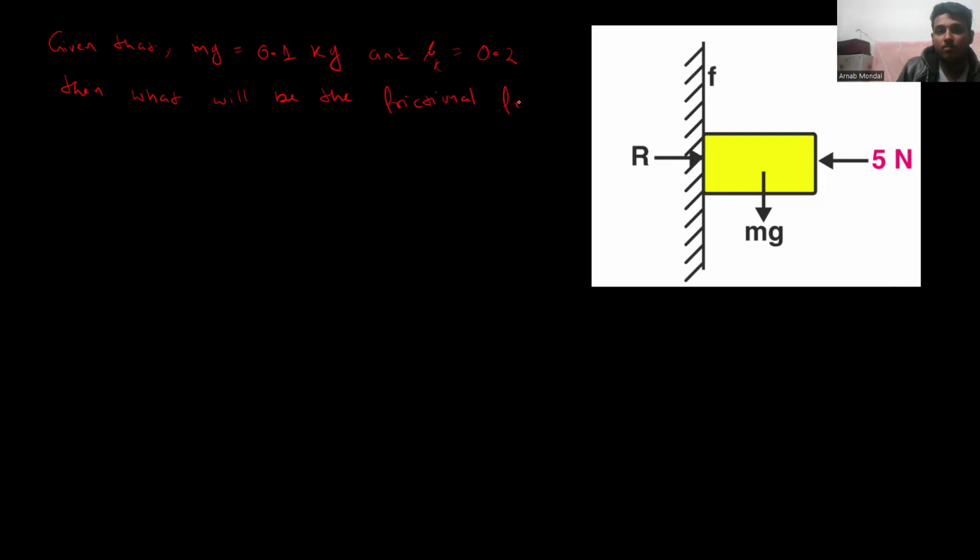Now the next question is there. Given that mg is equal to 0.1 kg and mu k is equal to 0.2, then what will be the frictional force?